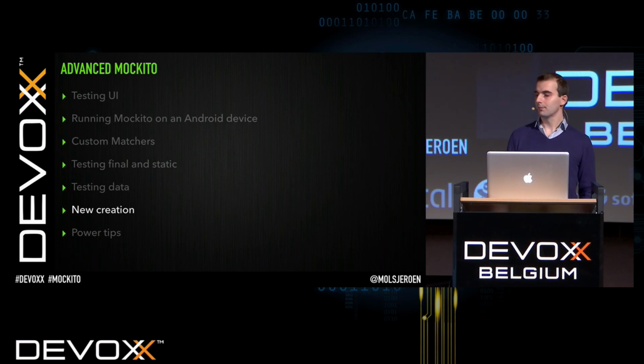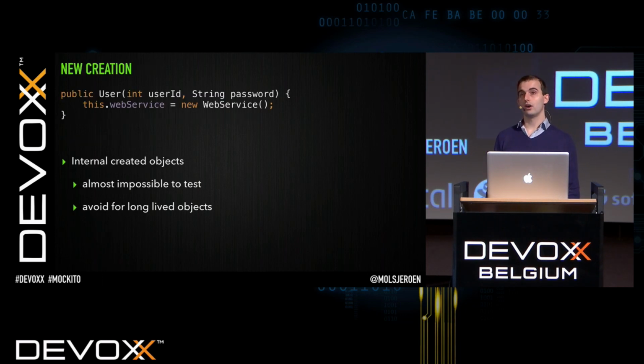New creation. So what makes things hard to test is basically when you create something new internally in an object. So have a look here. You have the constructor of the user class. What if the user would create the web service internally? Well, that would be a problem, right? Because how can we then mock away the web service for our unit testing? So this actually makes the code almost impossible to test.